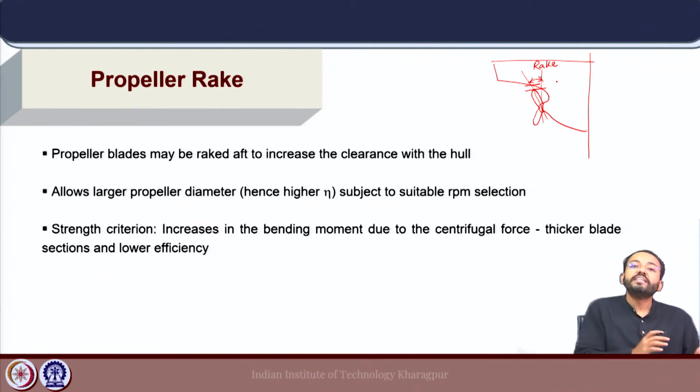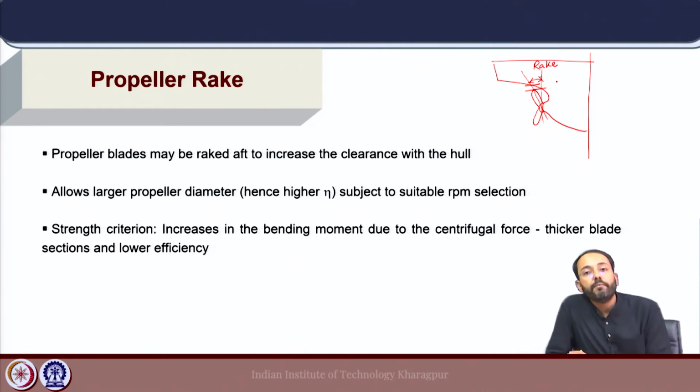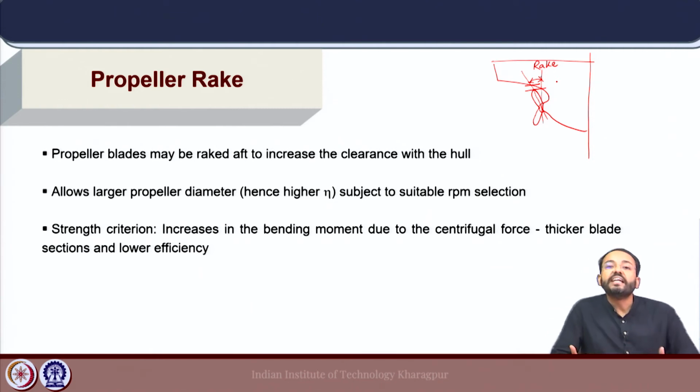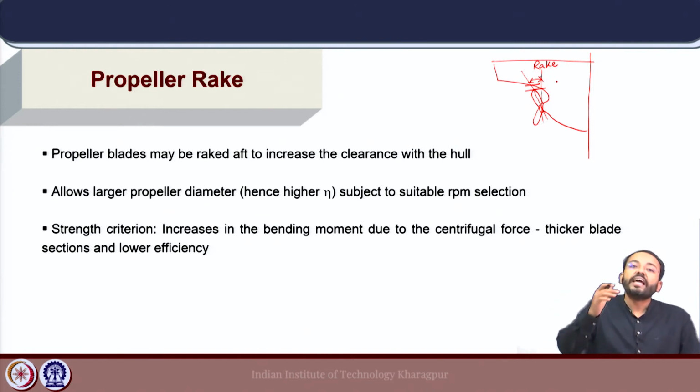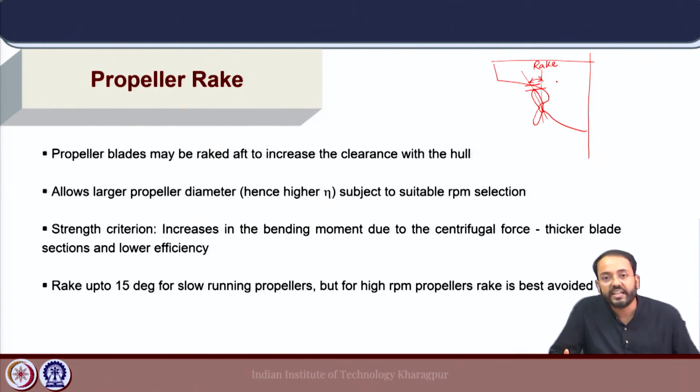Now, what is important here? If we give a rake to the propeller blade, as we have seen in blade strength calculations, the rake will lead to a bending moment due to the centrifugal force and the rake. This bending moment will lead to higher stresses at the root section, and that will require thicker blade sections. Now, thicker sections will have lower efficiency. So, this strength criteria should also be taken care of while providing rake.